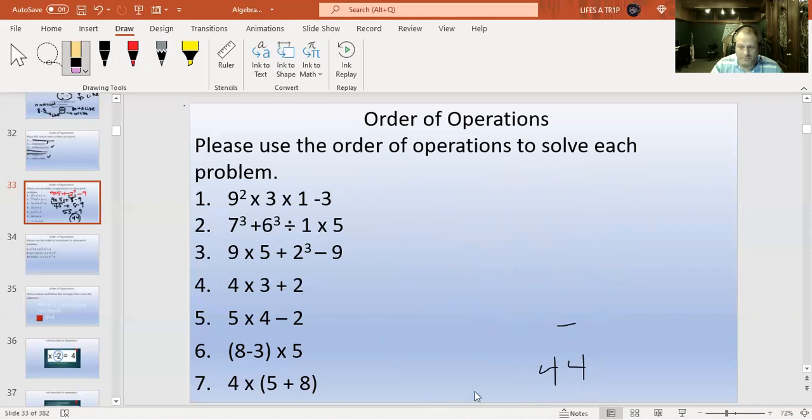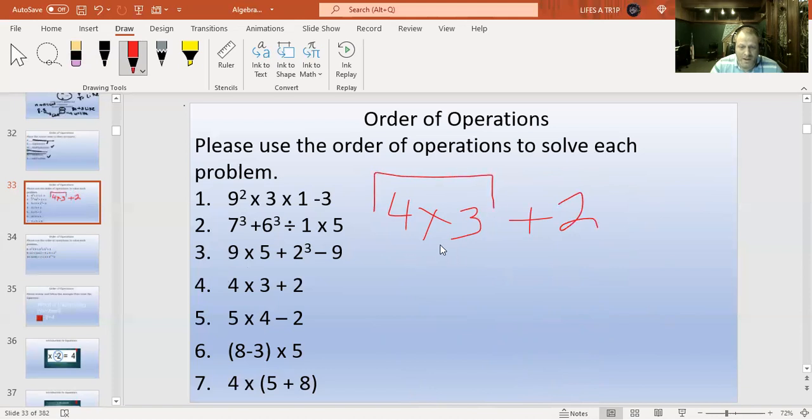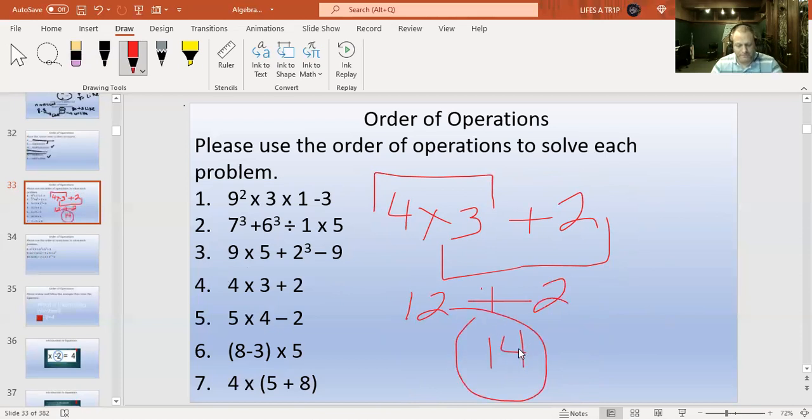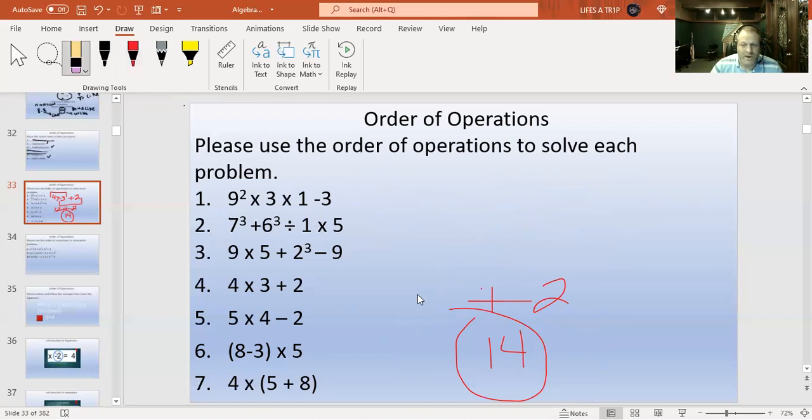Number 4 is going to be 4 times 3 plus 2. And we only have 2 things here, this one and this operation right here. So multiplication is first, 12 plus 2. This is an easy one. And the answer is 14. All right, pause the video. Write everything down.